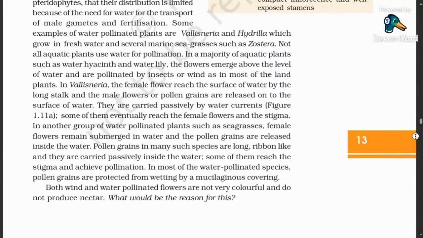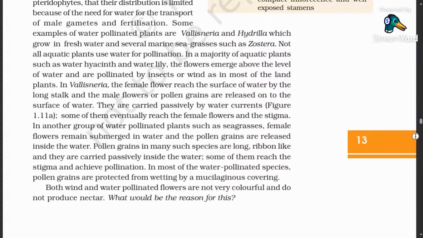In Vallisneria, the female flower reaches the surface of water by a long stalk, and the male flowers or pollen grains are released to the surface of water. They are carried passively by water currents, as in figure 1.11a. Some of them eventually reach the female flowers and the stigma.